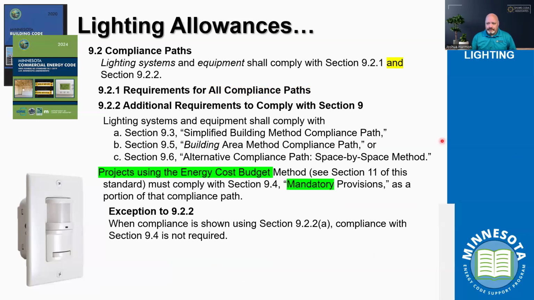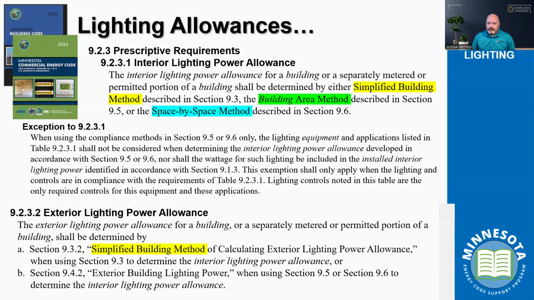Also, what it reminds us is that when we have a project that uses our energy cost budget calculation, when we're looking at a compliance path that chooses not to go prescriptive, but goes this other way, they're still going to have to comply with the mandatory provisions of the lighting systems. So again, it's not a free pass to do whatever you want. You're still going to have to do the mandatory things the code identifies for lighting itself.